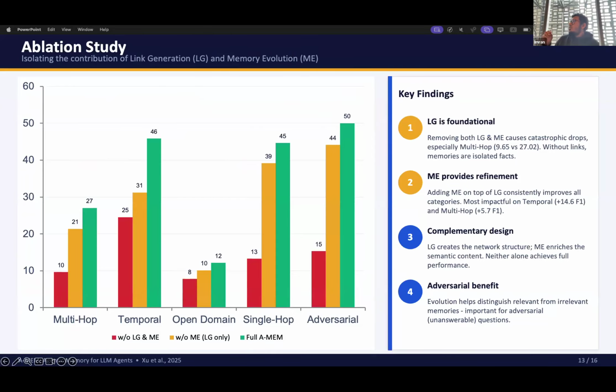They also did one ablation study with link generation, without link generation, and without the memory evolution. So they showed that without both of them, it's kind of bad. With link generation only, it's mediocre. And with all of those combined, the 3 components, it's the best.